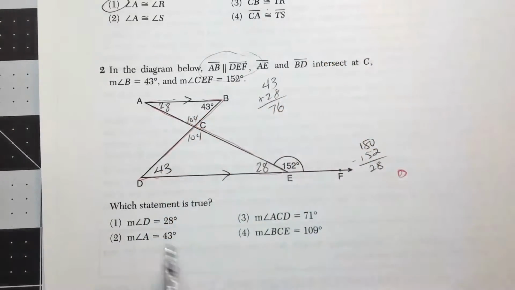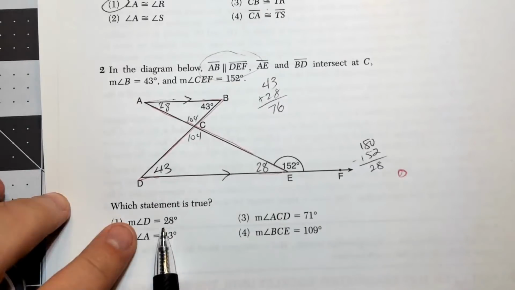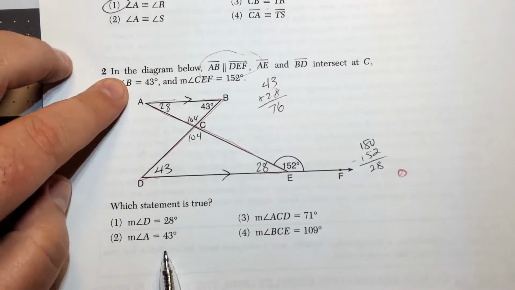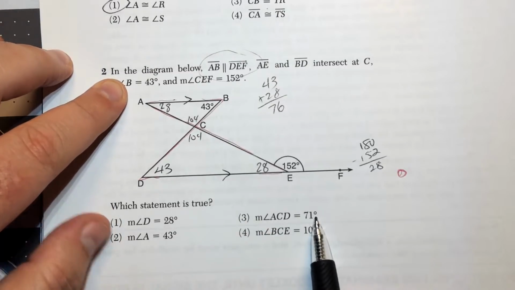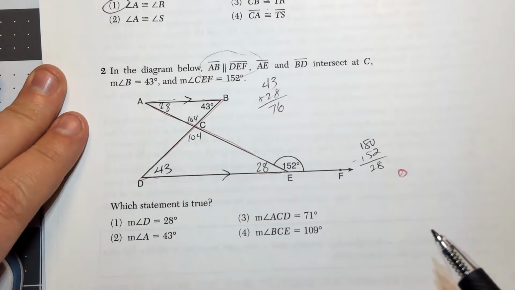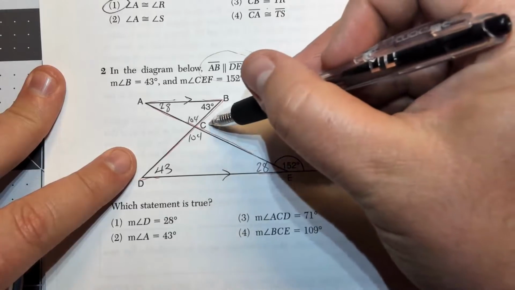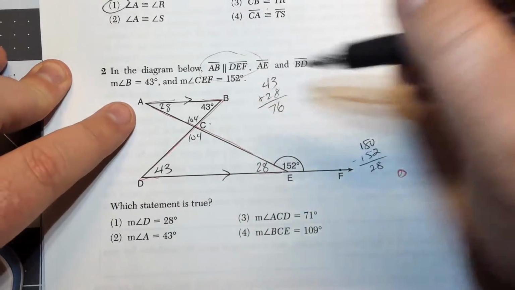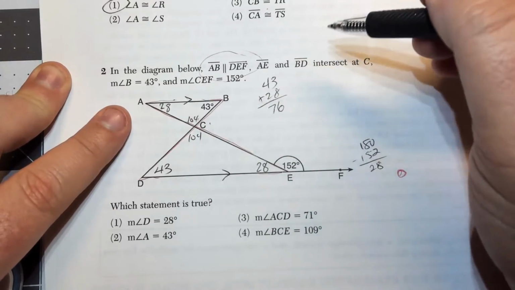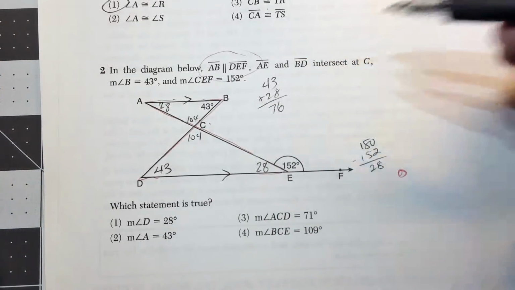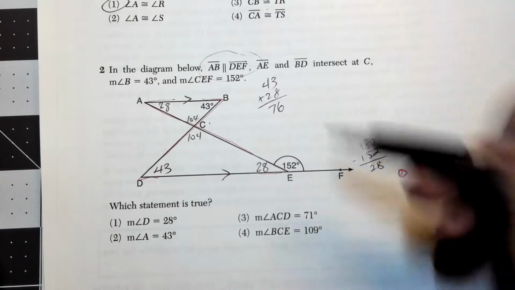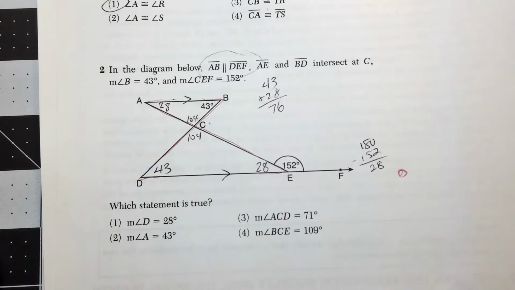Now we can go about talking about these angles. So is angle D 28? No. Is angle A 43? No. Is angle ACD 71? No. BCE, right? What about this angle over here? Is that 109? If ACD, if this is 104, double checking the math here. 28, looks good to me. 43.